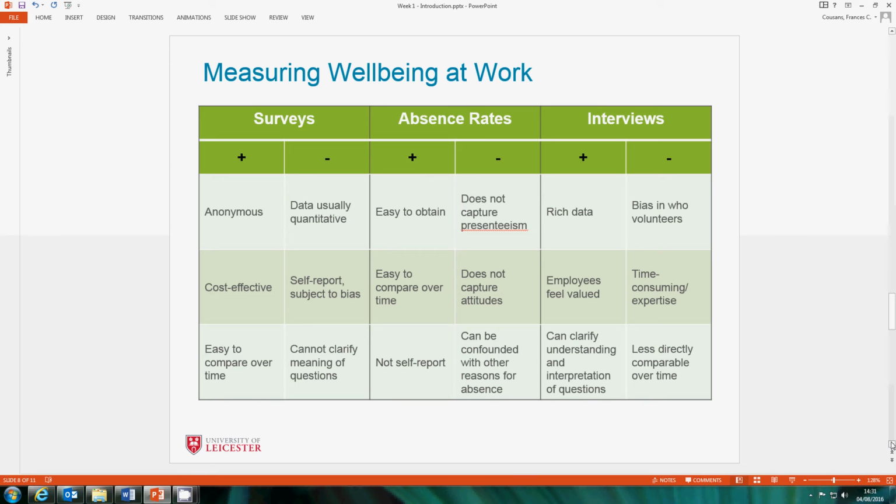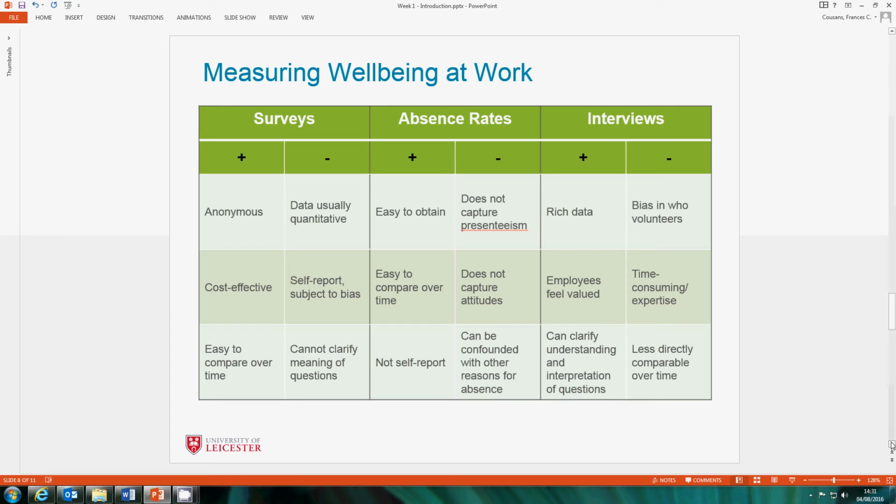So this slide looks like it has a lot of information on it, but we'll go through it together. Do not be afraid. We know that employee well-being is important and something that organisations should be attending to. That's obvious. But how can they go about measuring and understanding well-being amongst their employees?